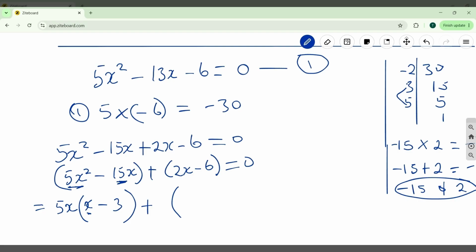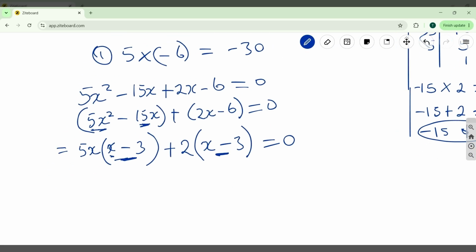We'll do the same thing here. We say, what's common between 2x, 2 and 6? What's common there is 2. So I bring my 2 outside and I have x minus 3 equal to 0. Now, if you notice, whatever we have in this bracket here is the same thing you're going to have here. Always take note, you must have the same thing in the bracket. If not, you need to go back and look at your work again.